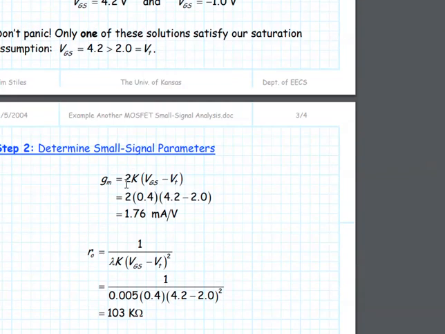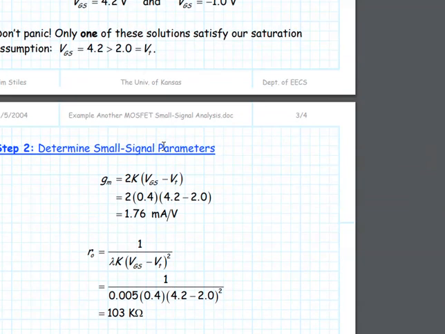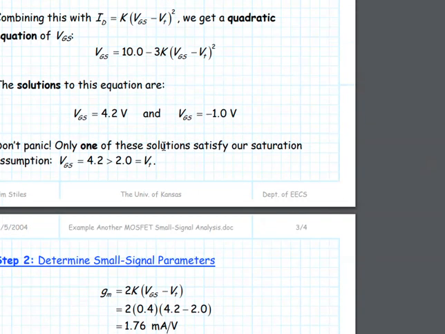Then you can find GM using the formula that I had given you. You can find GM, which is going to be 1.76 here. So I leave the AC analysis of this problem to you, and then I will show you the solution later on, okay?